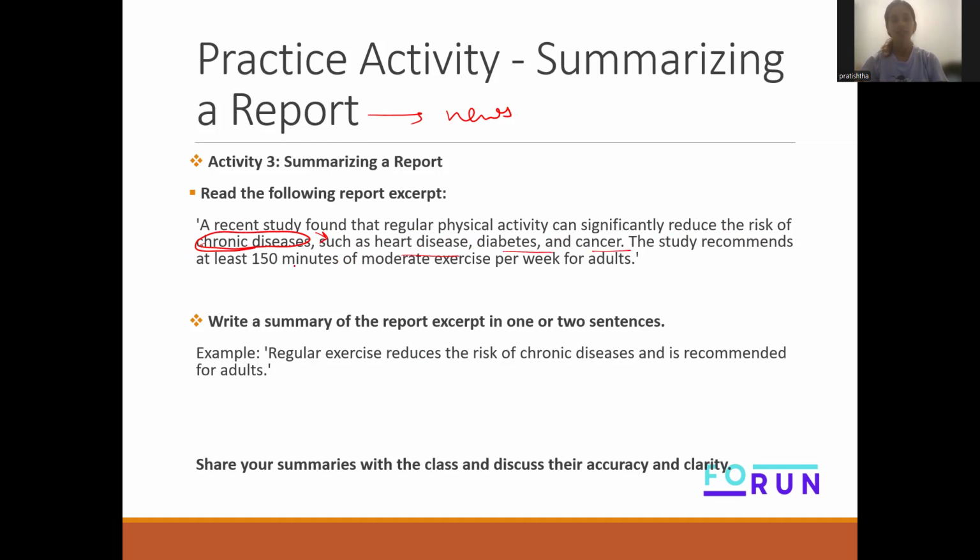The study recommends at least 150 minutes of moderate exercise per week for adults. So we are talking about moderate exercise here. So the keywords are only two: chronic diseases and moderate exercises. So regular exercises reduce the risk of chronic diseases and is recommended for adults.